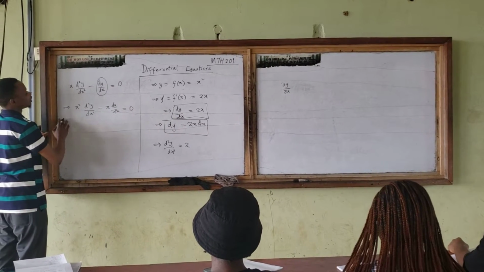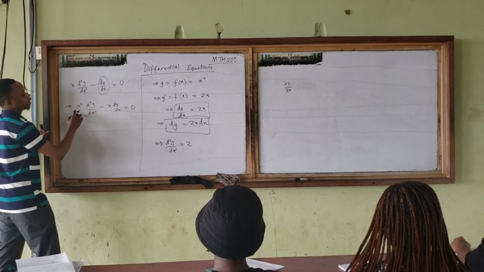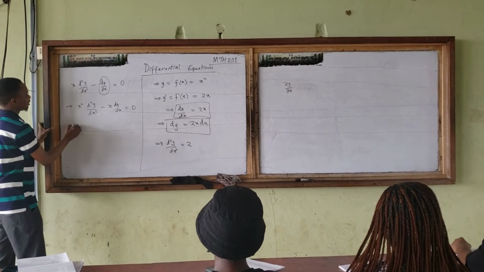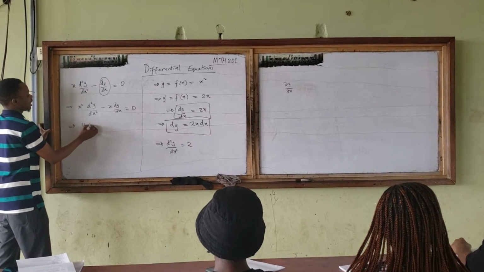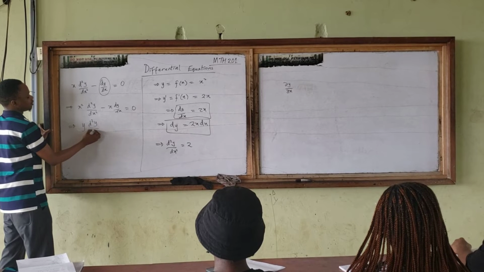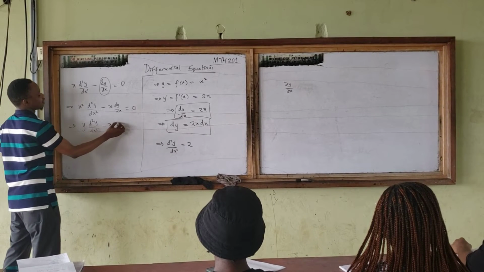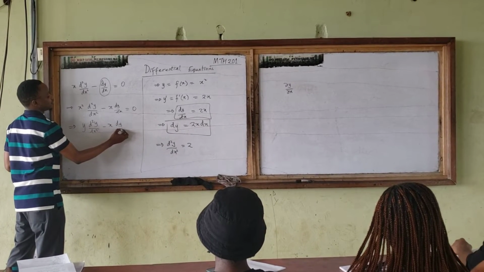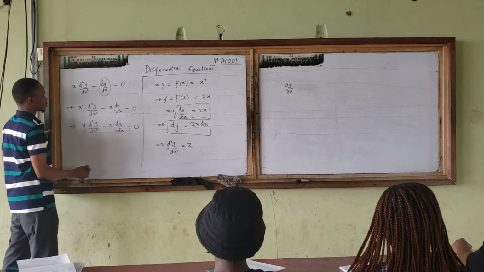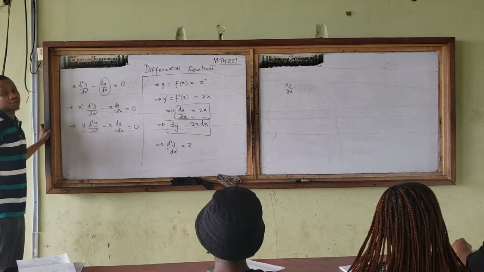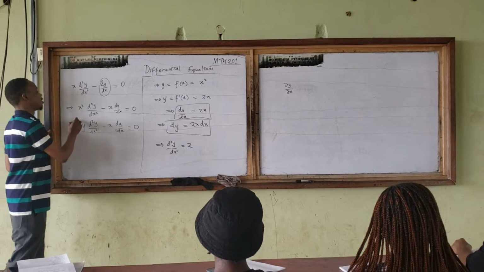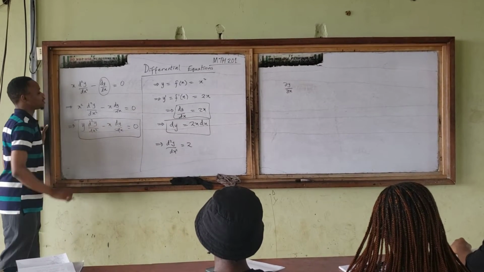I can decide to conjugate this equation and say that since x squared is equal to y, this equation becomes d²y/dx² minus x dy/dx equal to 0. So you can have y even in that equation. Is that clear? And so it gets complicated. This is still another differential equation.